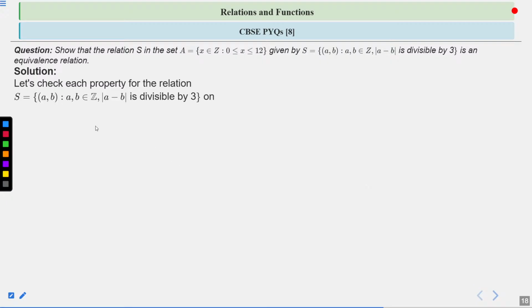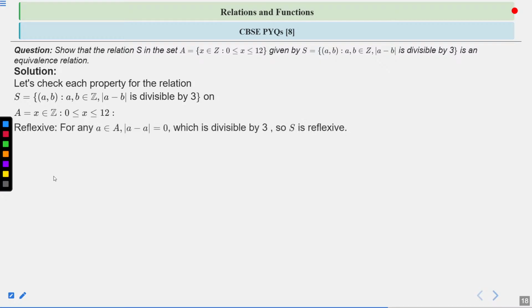So S is a relation defined as (a, b) such that a, b belong to Z and the absolute value of a minus b is divisible by 3, on A = {x belongs to Z such that x is between 0 and 12}. Let's check for reflexivity. For any a belongs to A, a minus a is equal to 0, which is divisible by 3. So S is reflexive.